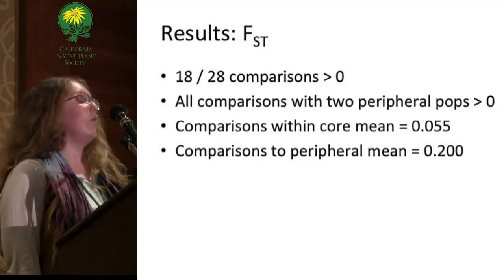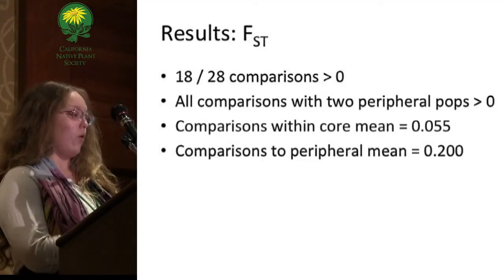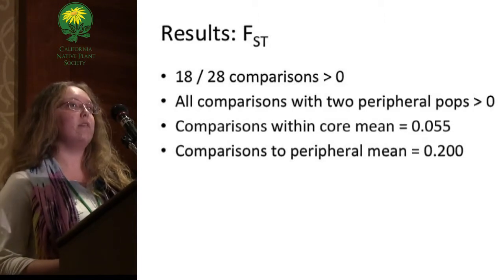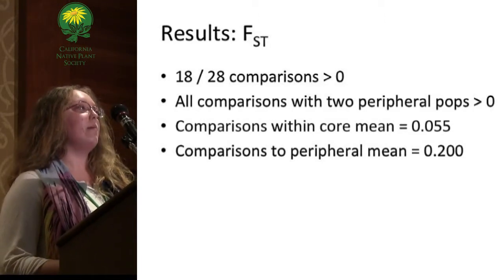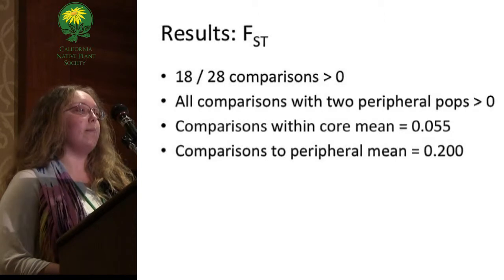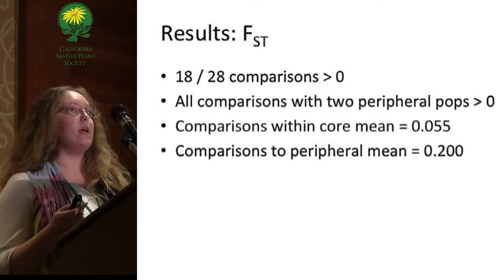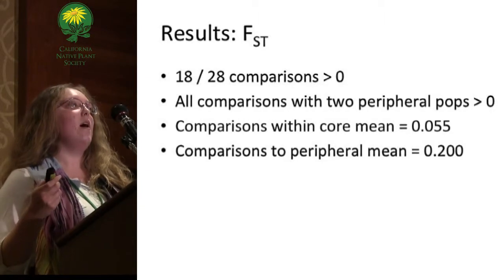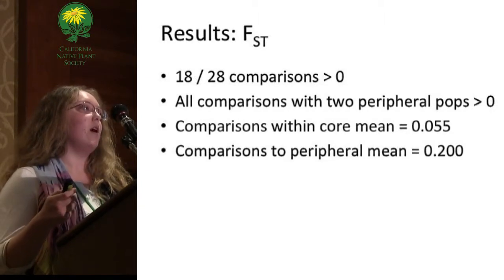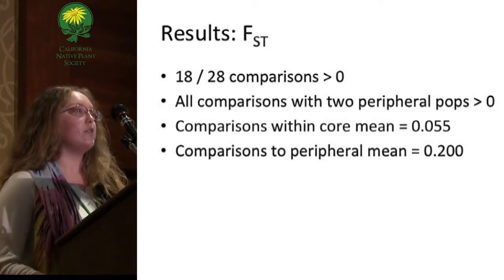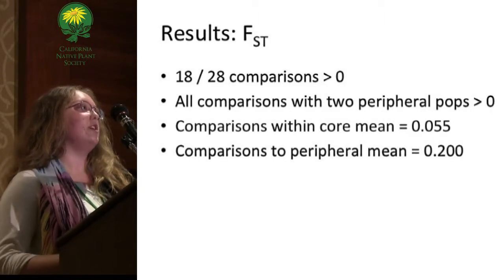And finally, when we compare populations within the core, so those 4 in the middle that were relatively admixed with each other, we find a much lower FST than when we compare any population to a peripheral population. So like I said before, the higher the FST is, the more differentiated populations are. So we do find significant evidence that those peripheral populations are more differentiated than the ones in the core.